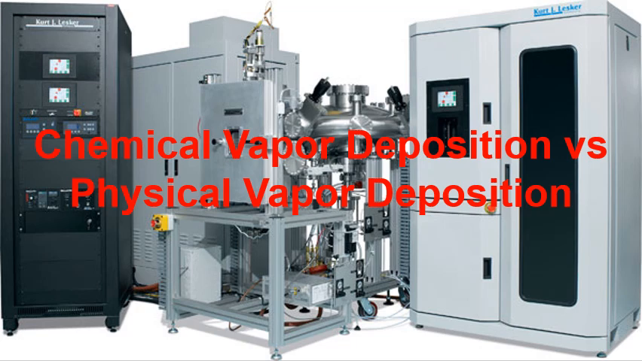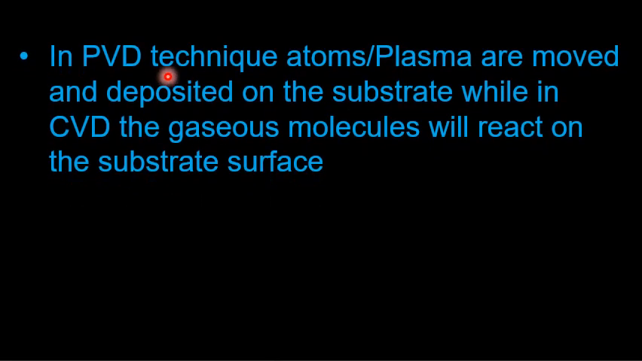So now let's discuss the difference, the comparison between the chemical vapor deposition process versus physical vapor deposition process. So student, please note that in a physical vapor deposition process or technique, atoms or plasma are moved and deposited on the substrate, while in a CVD process, the gaseous molecules will react on the surface of the substrate. So in physical vapor deposition process, basically you convert a precursor material which is usually a source material which is present in the form of solid inside the reaction chamber. You basically convert it into atoms or a plasma.